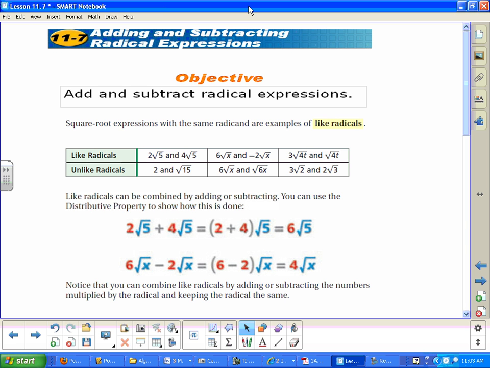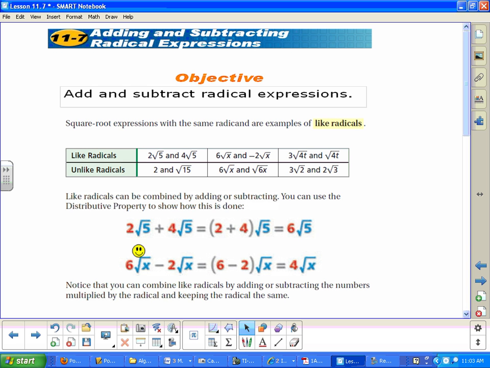So for instance, they show here that if I add 2 square roots of 5 plus 4 square roots of 5, then basically all you're adding is kind of like having an x here. So it's like saying that this is 2 plus 4 times the square root of 5. So adding them together, you get 6 square roots of 5. Okay? Subtracting them, same way.